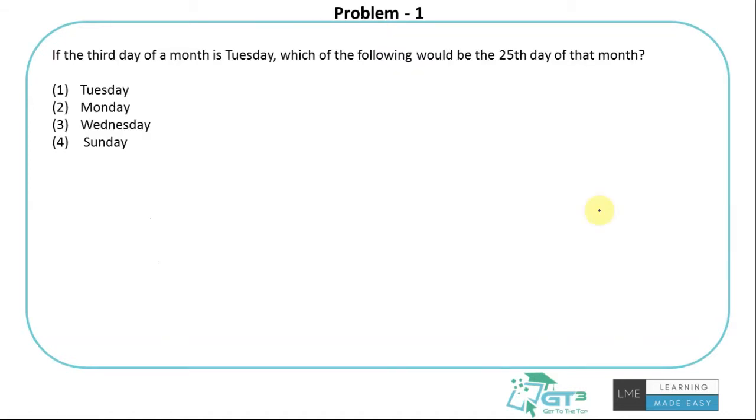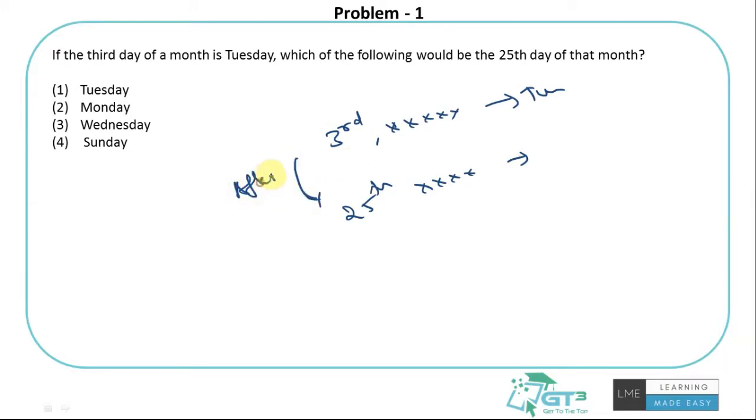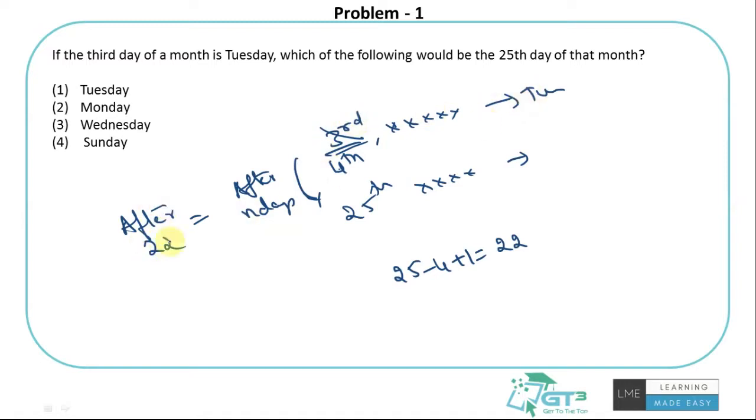So let's get to the problems. If the third day of a month is Tuesday, so that's basically third of a particular month, whatever that is, Tuesday. So what is 25th of that particular month would be? It is basically after n days question, simpler version. As I said, third of the month, cut this off, try to find number of days from 4 to 25. So 25 minus 4 plus 1 is going to give me 22. So this is basically after 22 days. If third of the month is Tuesday, after 22 days would give me 25th of that month.